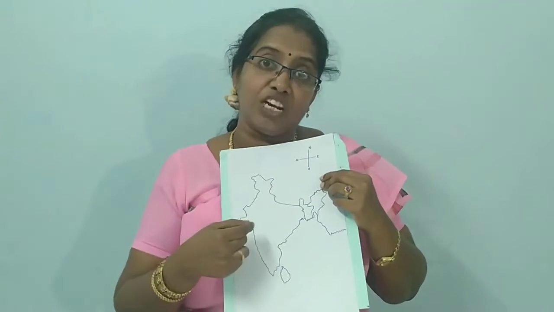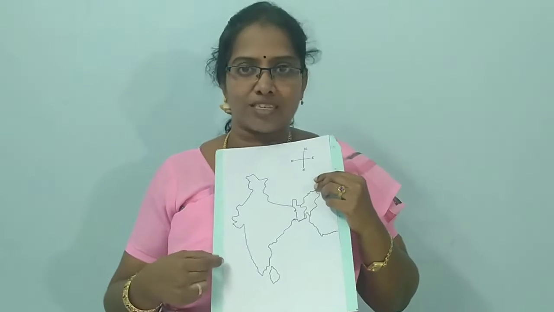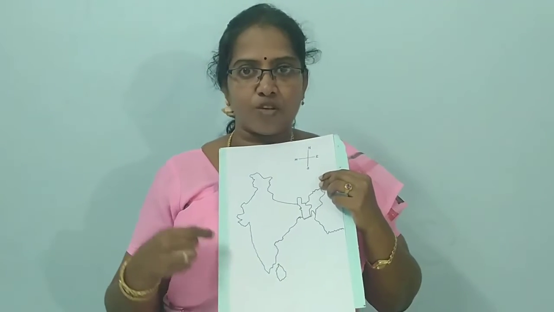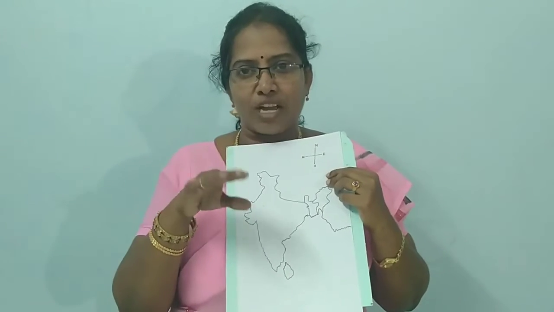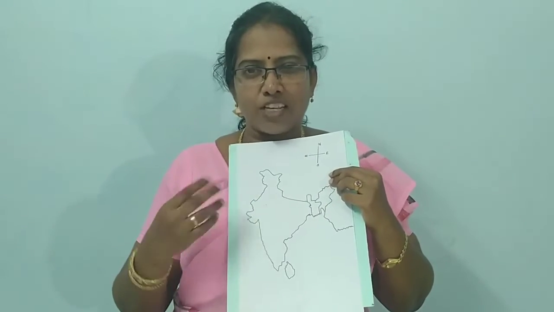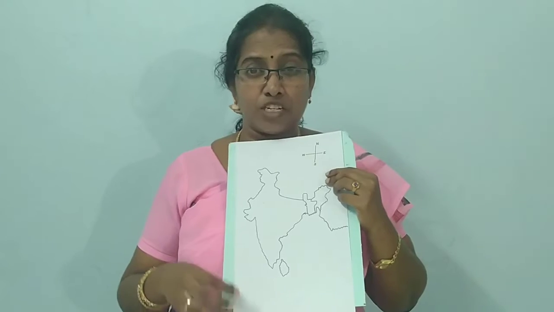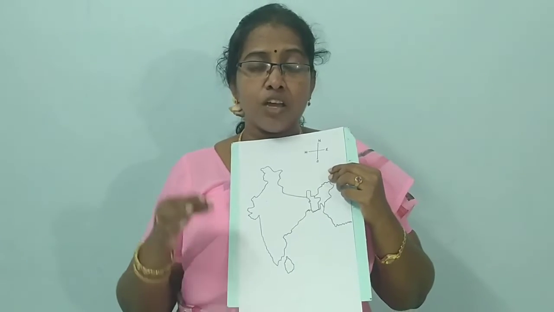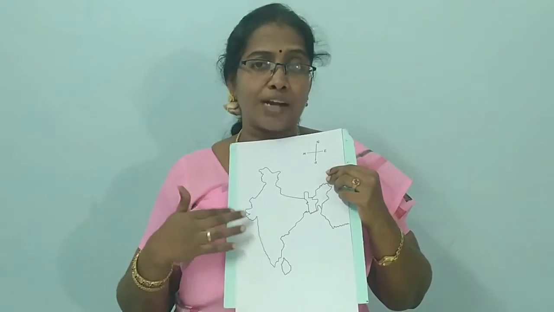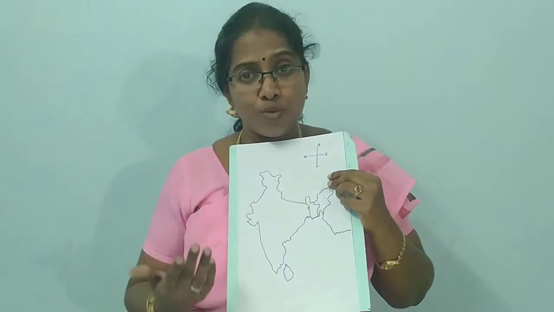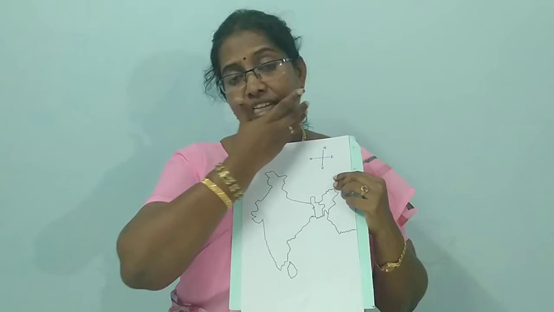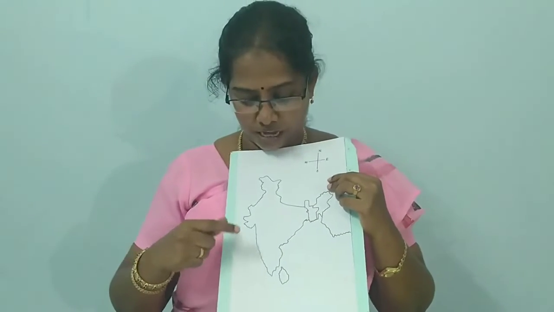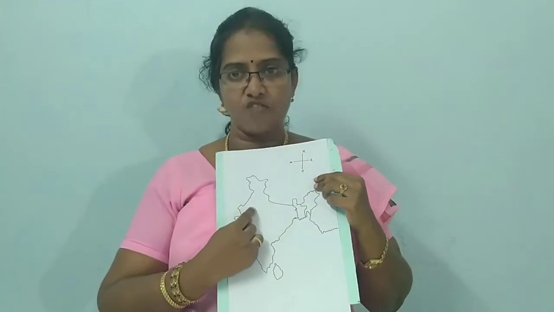Which areas were included? The eastern part of Rajasthan. From this, we can understand that the entire part of Rajasthan, the whole part of Rajasthan, was experiencing a dry climate, desert climate only. We can understand this easily, children.